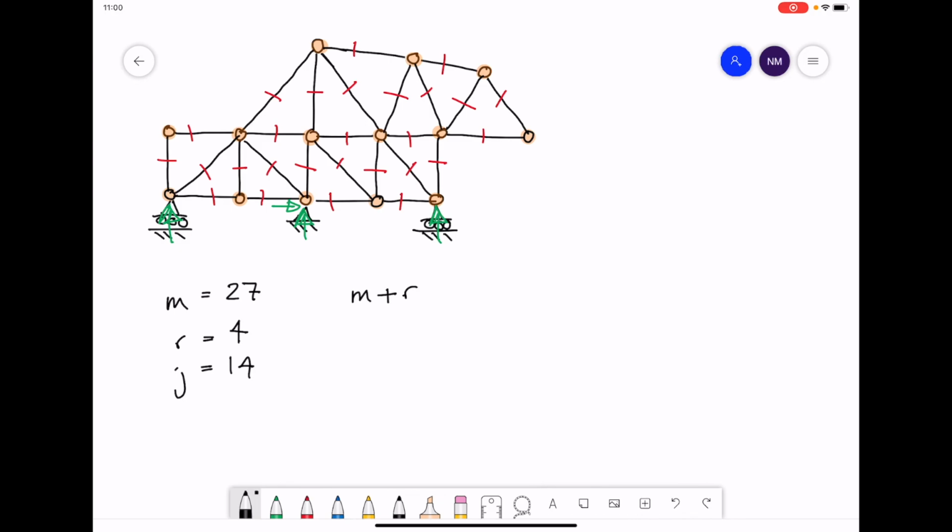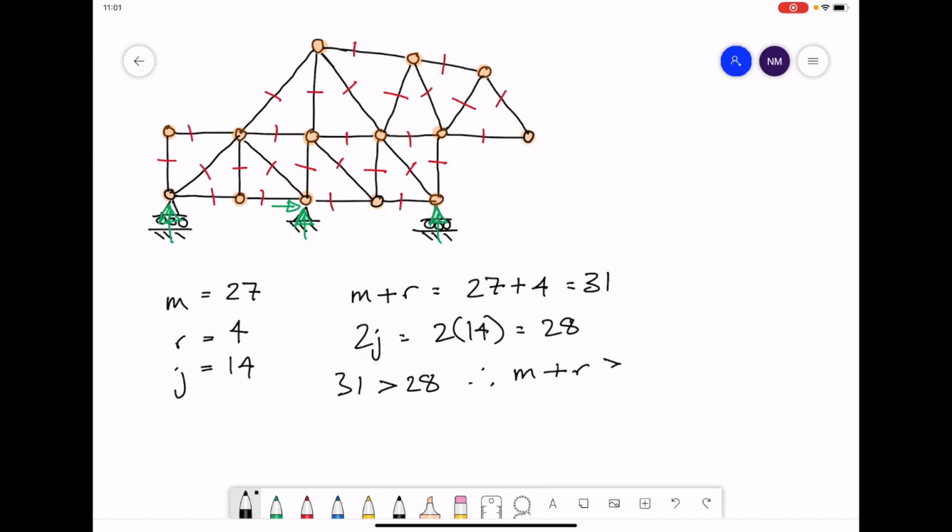M plus R: 27 plus 4, giving you 31. 2J is 2 times 14, gives you 28. 31 is greater than 28, therefore M plus R is greater than 2J, hence statically indeterminate structure.